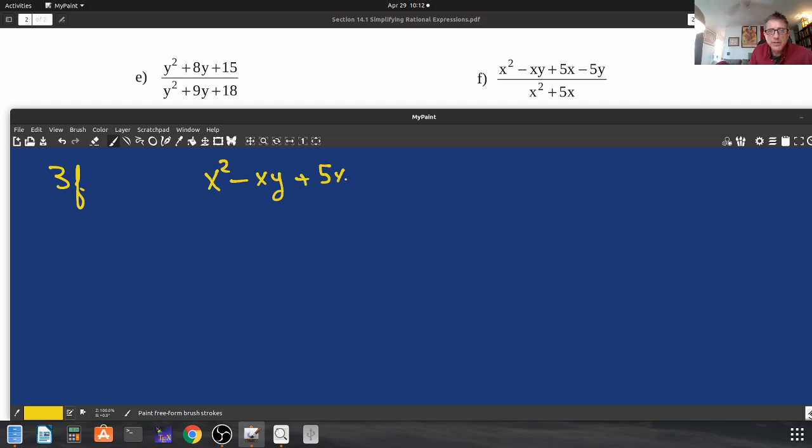of the numerator. The denominator is not going to be hard. So let's go ahead and let's factor the denominator. We always look for a greatest common factor. Both of those terms have an x, so I pull out that x.